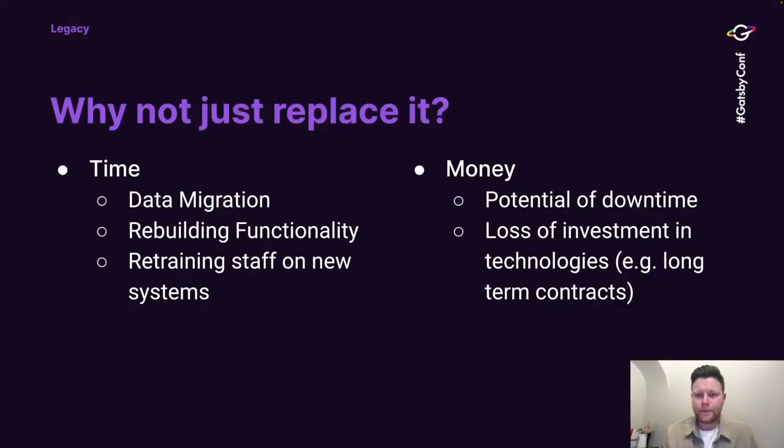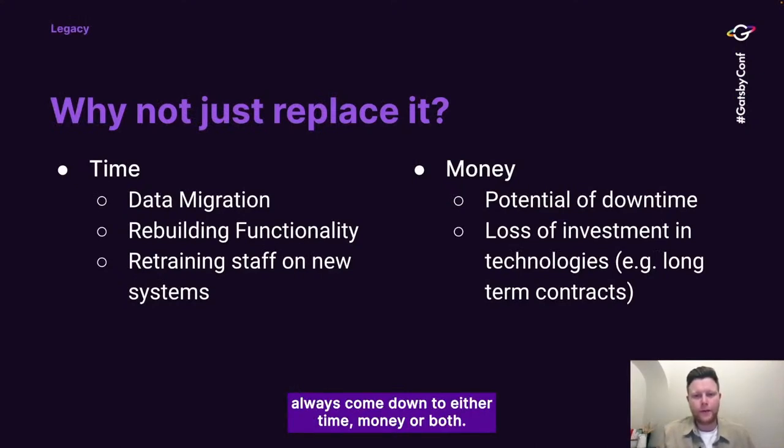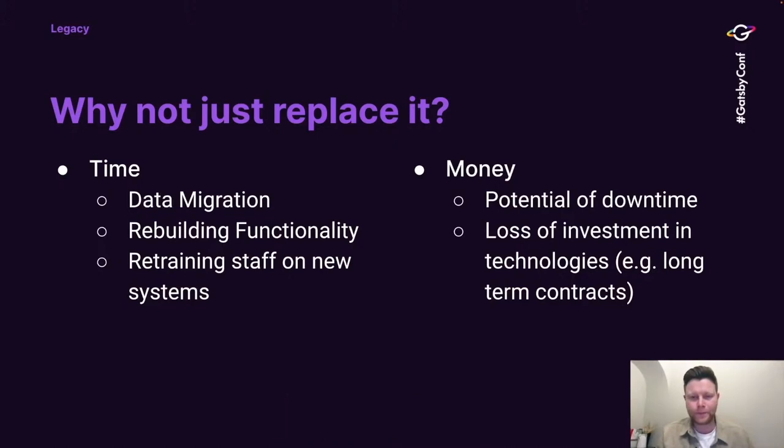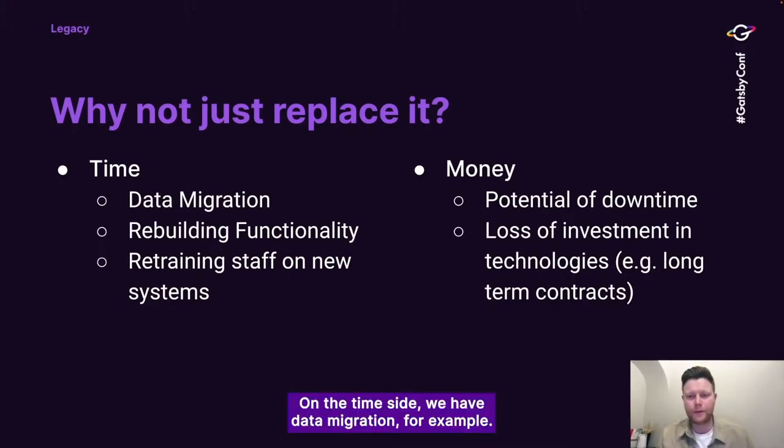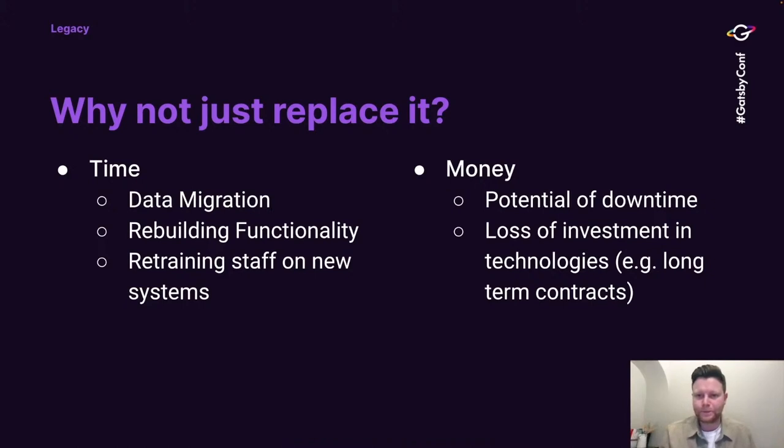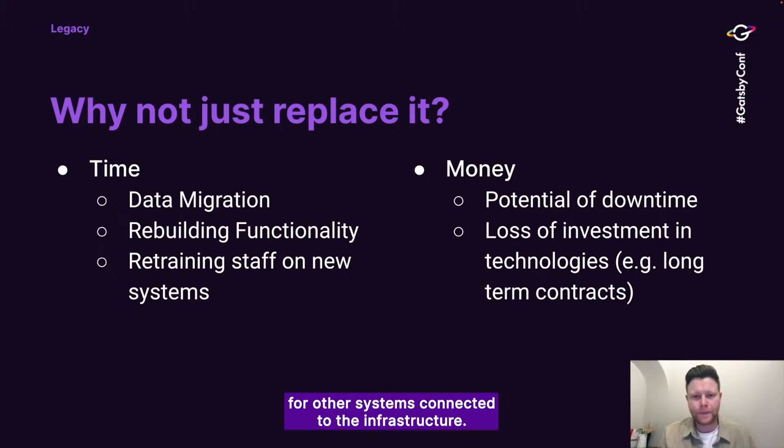So why not just replace it? These reasons, like many other things in life, always come down to either time, money, or both. We have a few examples here. On the time side, we have data migration, for example. In a legacy backend, there could be years of data which needs reformatting for an import to another system. Similar functionality could have evolved over years and require massive amounts of time to rebuild somewhere else, and have potential knock-on effects for other systems connected to the infrastructure. On money, we have issues like potential downtime, and cases where companies might have lengthy contracts with current providers connected to their legacy site.